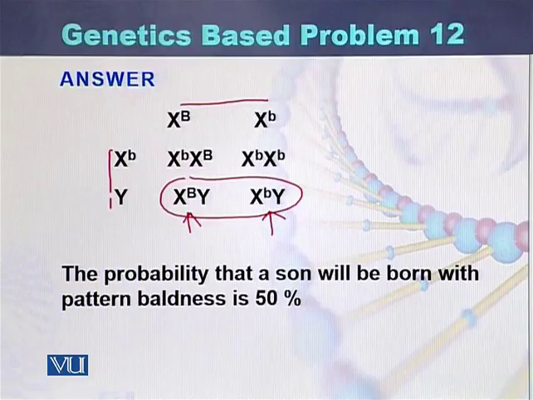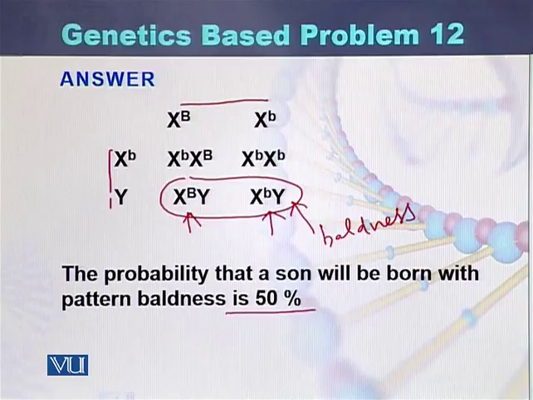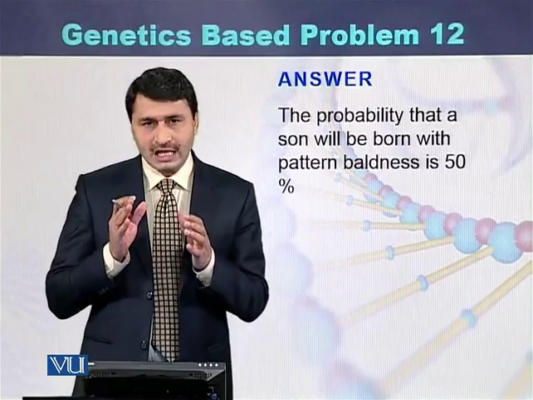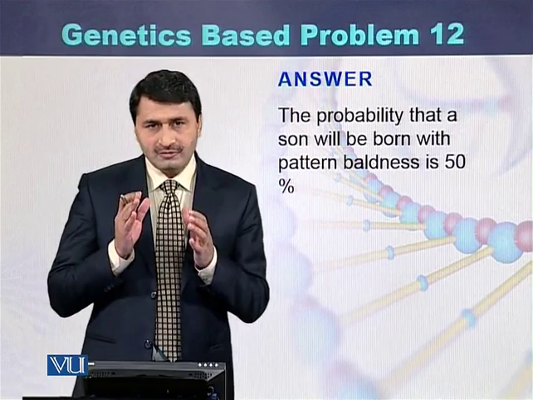So as a result of the Punnett square, there will be two sons, and one of the sons would have baldness. So this is the son that would have baldness. We can say that 50% of the sons would have baldness. As a result of this statement, we can conclude that 50% of the sons would be with baldness.